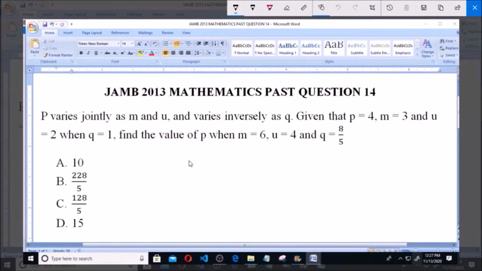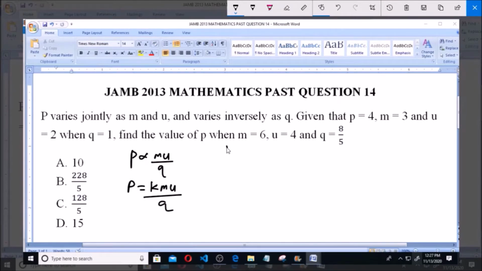I'll be answering JAMB 2013 Mathematics Past Question 14. The question says P varies jointly as M and U, meaning that P varies directly as M and U, and varies inversely as Q. Now, let's represent this properly with an equation. Introducing a constant, we have P is equal to K M U over Q.